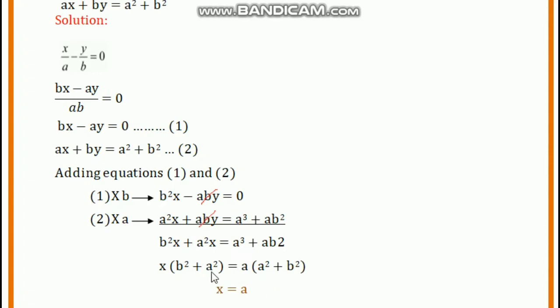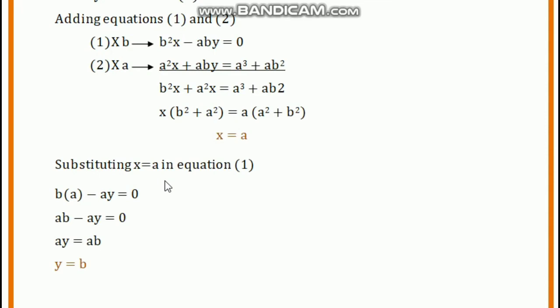Then see here, a square plus b square, a square plus b square transpose to right hand side, so these two will be cancelled. So remaining x is equal to a. We found the value of x. Next we need to find out the value of y.